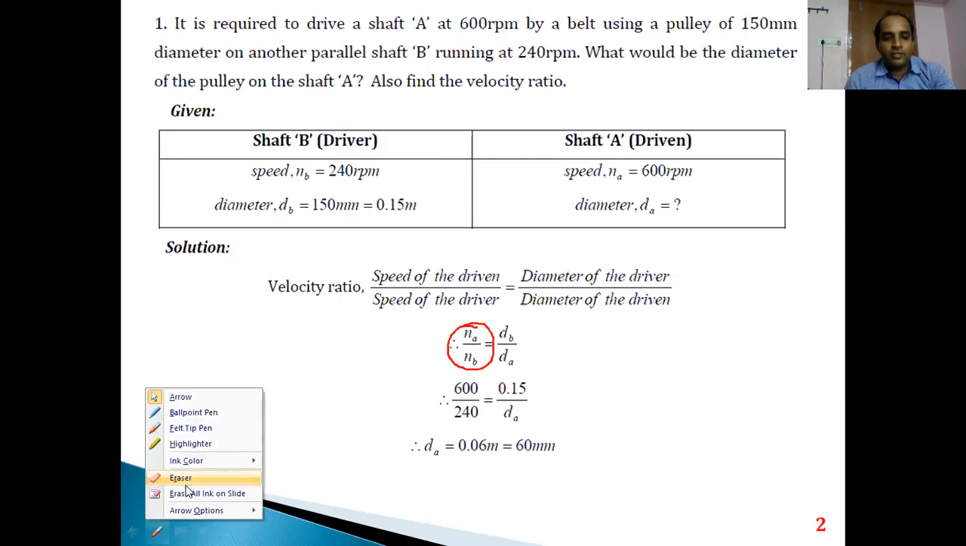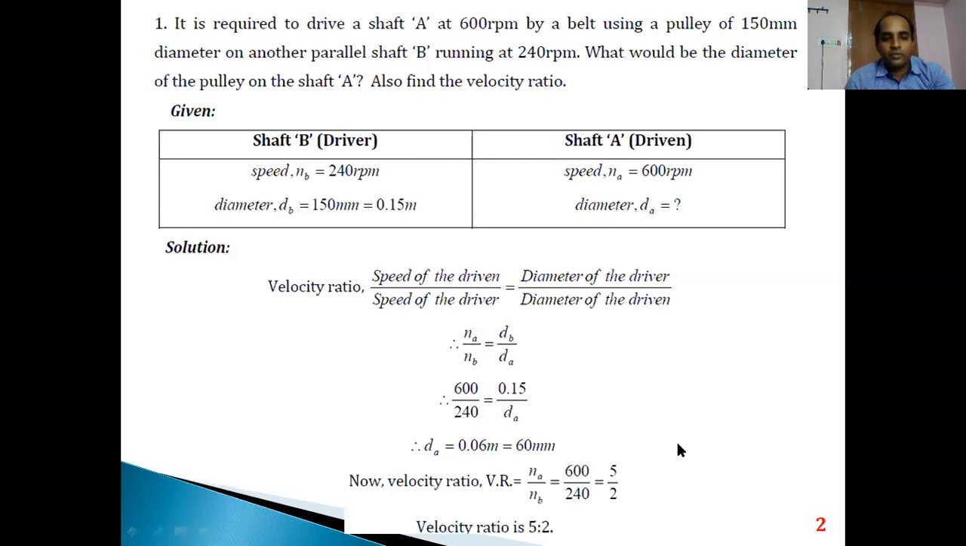So let us see the things. See, velocity ratio is Na by Nb, that is speed of the driven divided by speed of the driver. 600 by 240, that is 5 by 2. Already the ratio given is 5:2. So in this way, you need to solve the problem. Now moving on to the next problem.